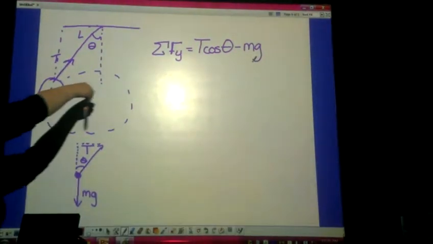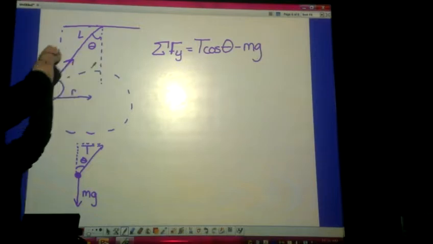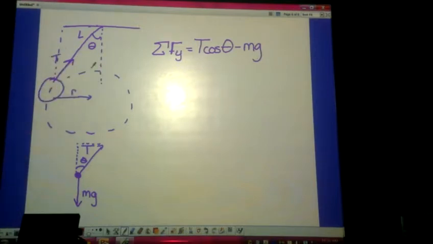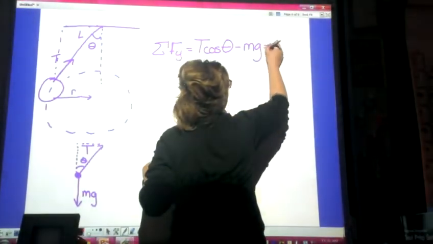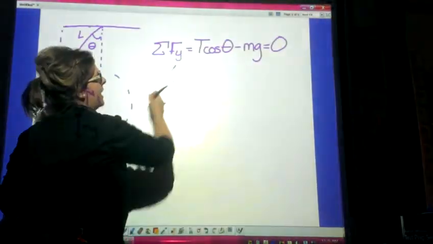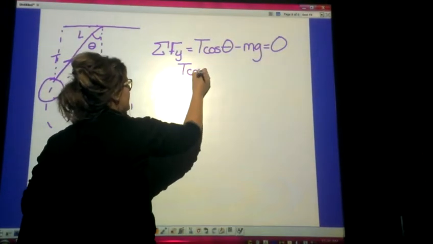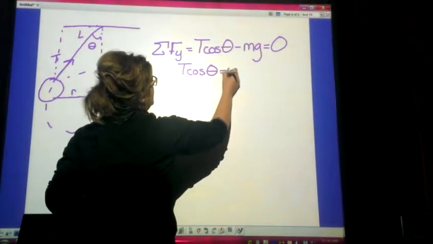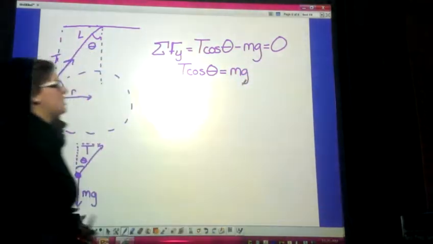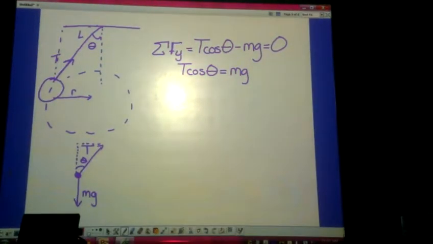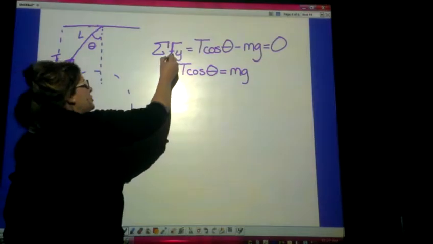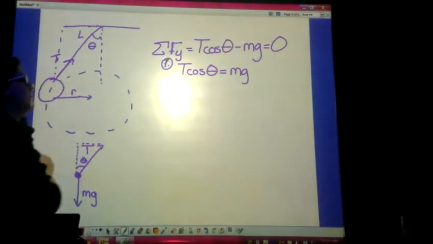And since it's only moving in the circle in the horizontal direction, I can say that it wouldn't be accelerating in the y, so that's going to be equal to 0. So if I simplify that down just a little bit, T cosine theta equals mg. I'm going to call this equation number 1, okay?